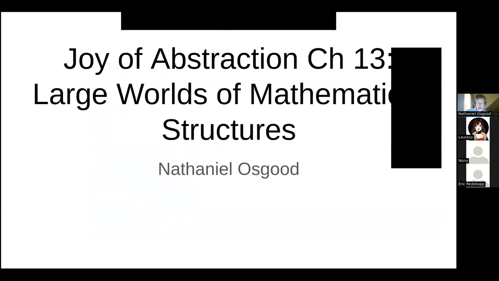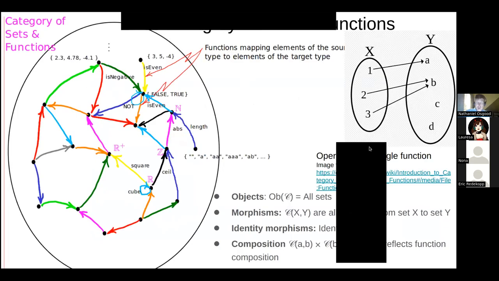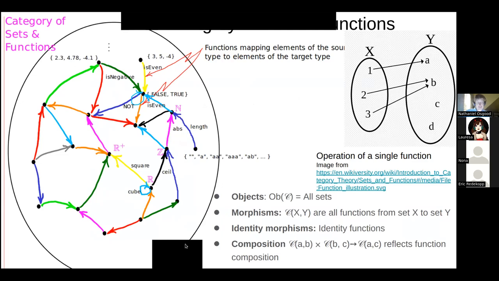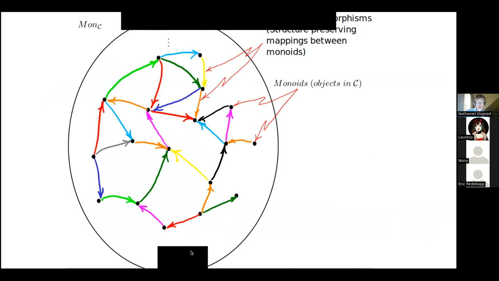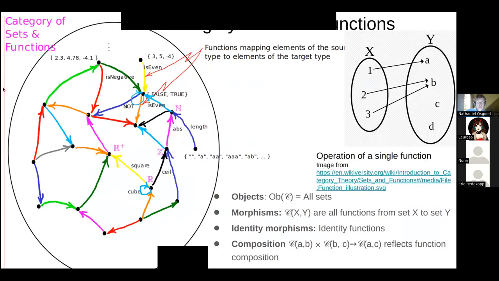And I just want to remind us that this chapter is on large worlds of mathematical structures, with a particular rich focus on these mappings. There's many large worlds explored. For example, the category of sets and functions is one of those, or she talks some about monoids, as I recall. In the category of sets and functions, we have an infinite number of objects, and each object represents a set. And the morphisms here represent what? The morphisms from one set to another represent functions. That's exactly right. Yes.